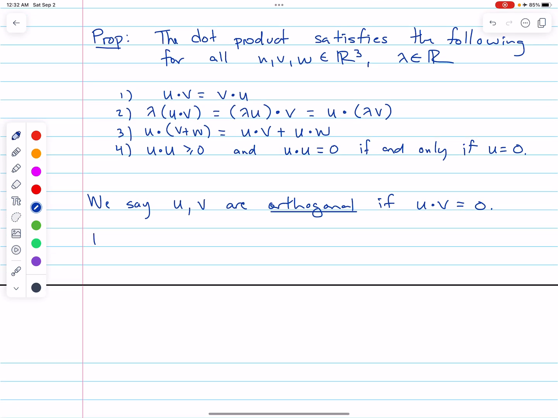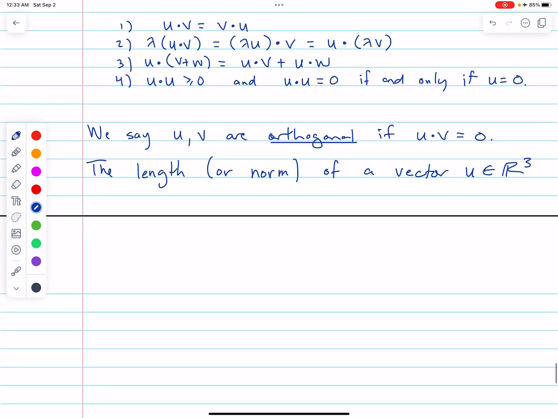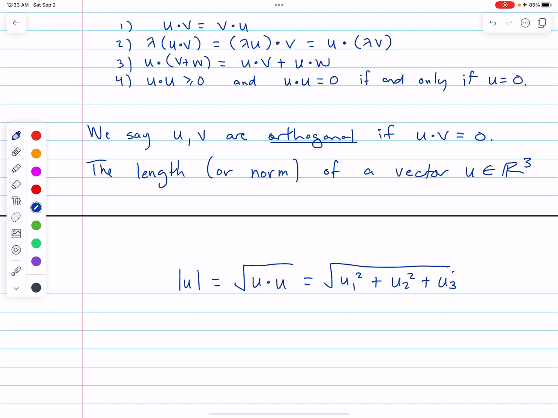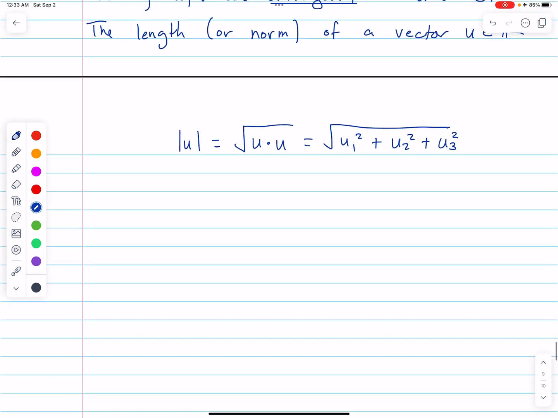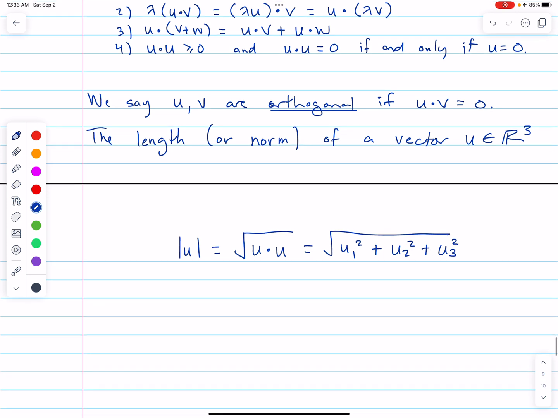And the length, or norm, of a vector U in R3 is defined as just the square root of U dot itself, which really is just the Pythagorean concept of distance. It's this idea of distance that you get from the Pythagorean theorem.